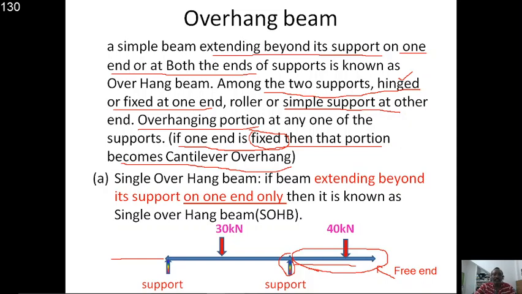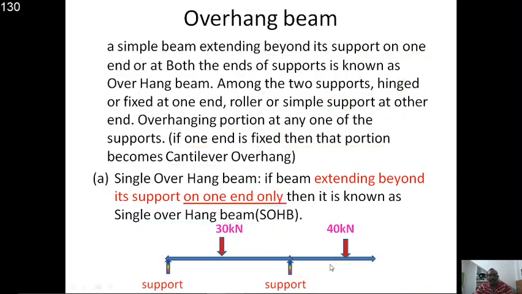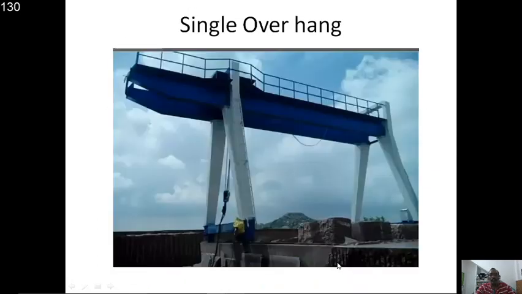So see the figure, it is a single overhanging beam. If the beam extends beyond its supports on one end only, this is the important word, it should extend on one end only, then it is known as a single overhanging beam, right? So see the figure, it extends only one side. This figure is a single overhanging beam. On this side there is no extension, only after this support it is extending. So this is the example for single overhanging, where one side is extending.